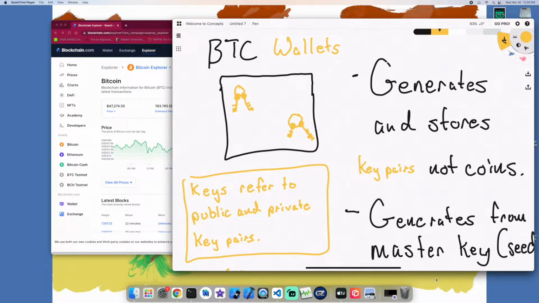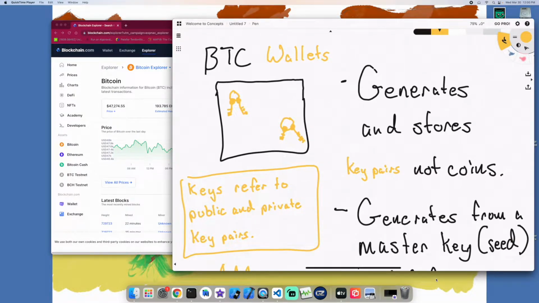They generate and store key pairs, not coins. So when you have a BTC wallet, there are actually no coins in it. All you have is a key store, which has key pairs. It can generate these key pairs from a master key, which you will know as your wallet seed phrase. So remember, whenever we're talking about keys in the context from here on out, we're probably referring to public and private key pairs.